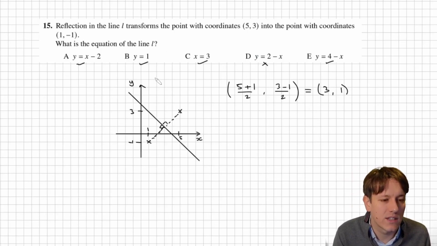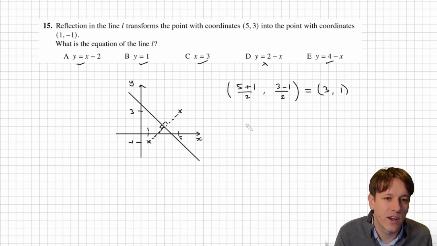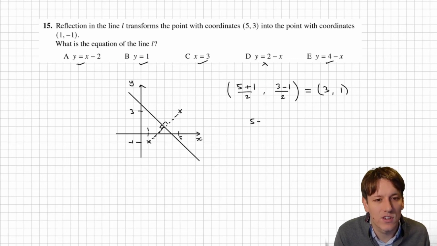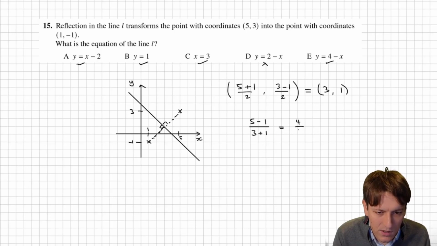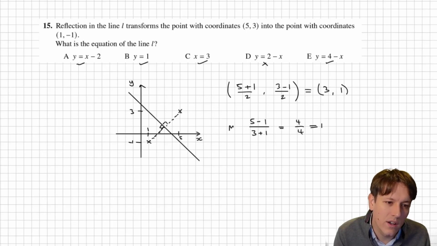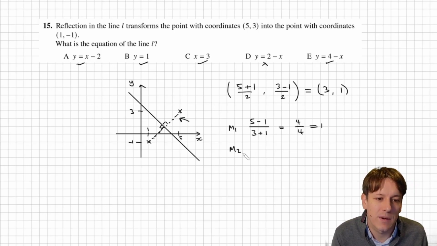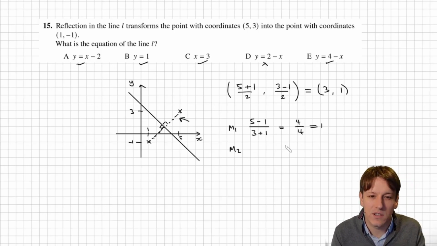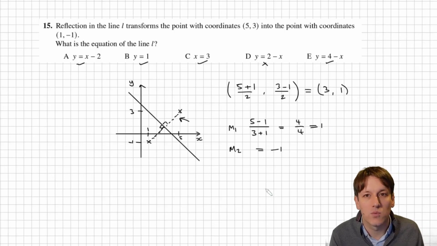So the gradient of the line that goes through (1, -1) and (5, 3), to work that out, we can do change in y over change in x. So (5 minus 1) over (3 minus -1), which is just 4 over 4, which is 1. Right, that's the gradient of this dotted line effectively, and to get the perpendicular line we take the negative reciprocal of this, which is just -1 over 1 here, which is -1.